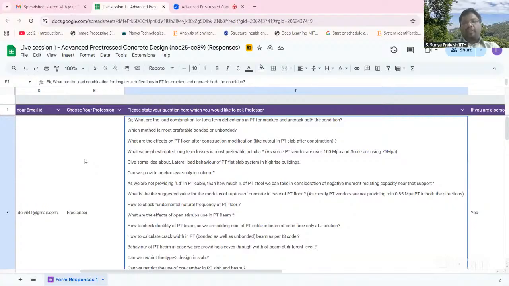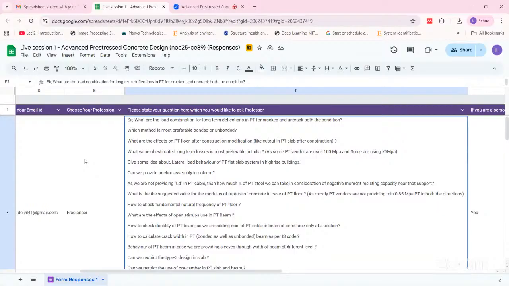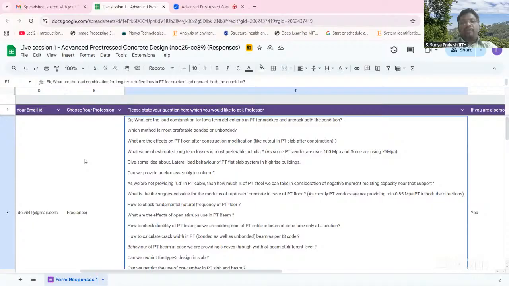Yeah, 75 in my opinion also is on the lesser side. You should take at least 100. Again, the code cannot be very prescriptive sometimes. Let's say even for M30 concrete, if the mix design uses less water cement ratio and a chemical admixture, then your creep losses will be less. So that's the reason code can only be suggestive. It cannot always give you the exact value you should consider. Maybe they can recommend a minimum value.